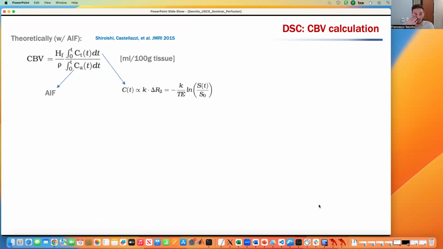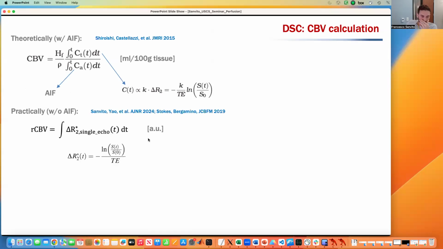So let's see a little bit of technique, because it's important to understand a couple of concepts. So first of all, CBV, in terms of absolute CBV, is quantified in milliliters per 100 grams of tissue, and the original formula is the following. So the integral under the curve of the concentration time curve in the tissue, which is derived from delta R2 star, and Ca over time, which is the AIF derived concentration. So originally, the idea was to quantify absolute CBV in milliliters per 100 grams of tissue, and we needed an AIF, which is problematic, as we said.